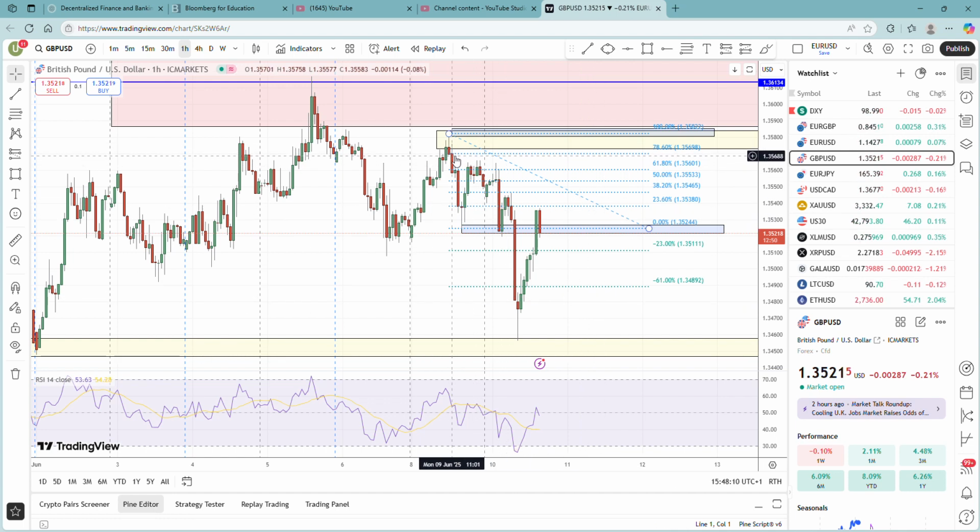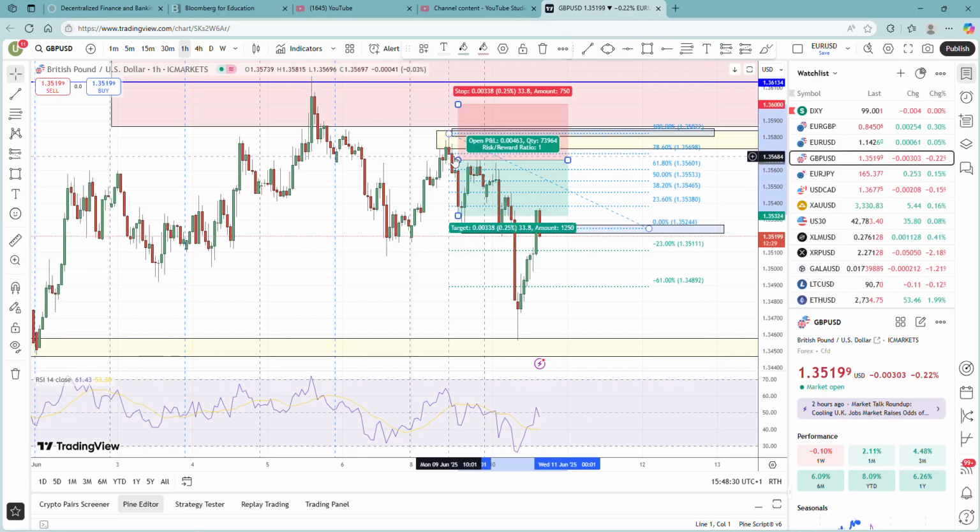Just from holding that from 11 o'clock on Monday to 8 o'clock the following day. 24-hour trade. However, I do not swing trade. I'm in and out scalping. So realistically, if I entered here, which I should have done, I missed that trade yesterday.